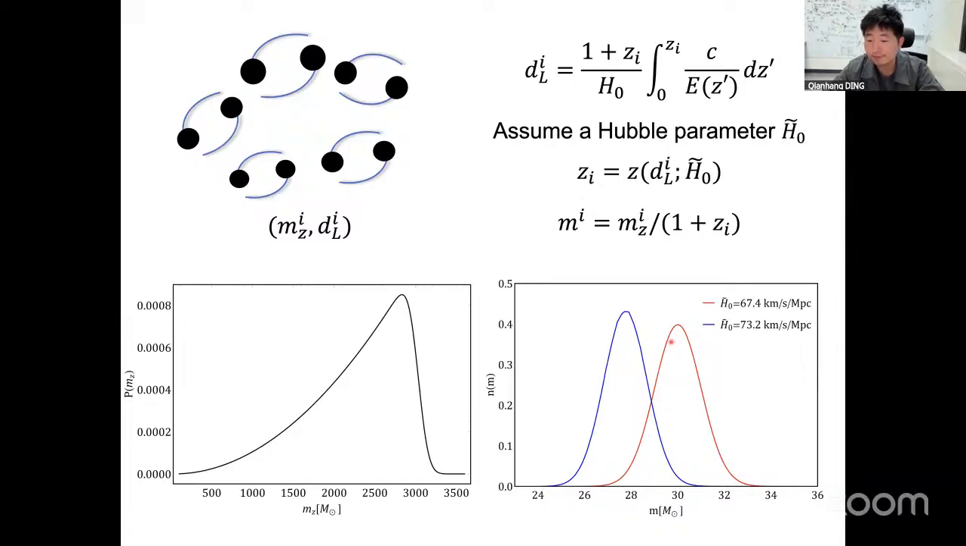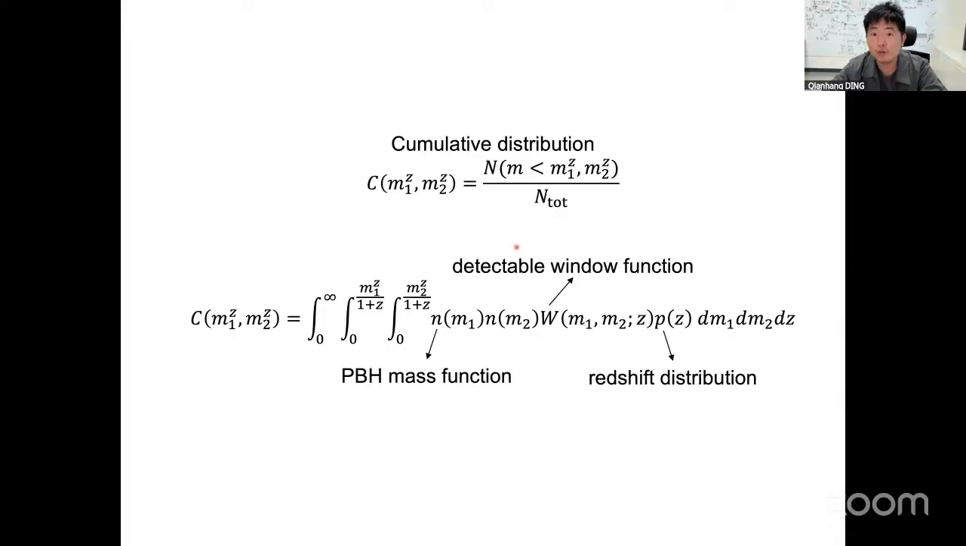then this kind of method can tell us the physical value of the Hubble parameter. In order to really do it, we first need to build a relation between the probability distribution of the redshifted mass of PBH and the PBH mass function. So how to do it? In order to calculate the probability distribution, we first need to calculate the cumulative distribution.